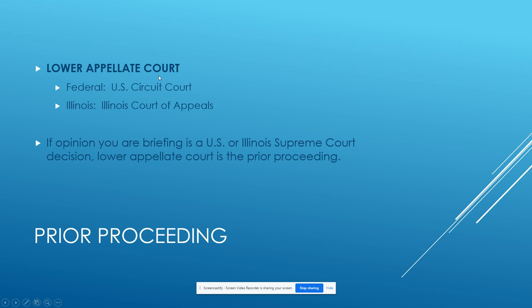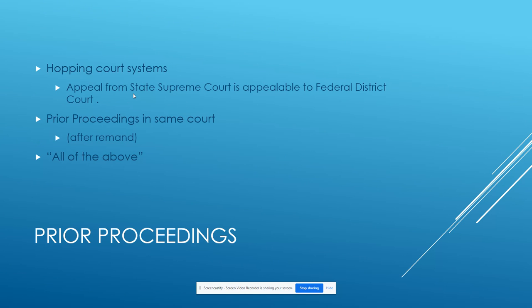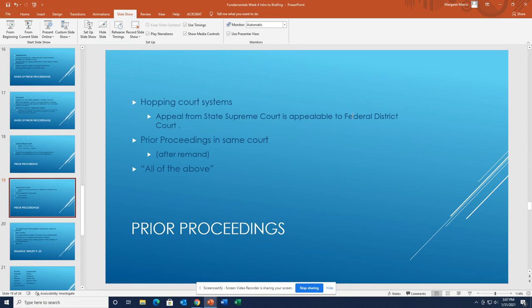Sometimes your prior proceeding is even an appellate court. If you're in the Illinois Supreme Court or the U.S. Supreme Court, your prior proceeding may be a lower appellate court. And if you're appealing a state Supreme Court decision on a federal issue, it's actually appealable to the U.S. Supreme Court. So all of those can be prior proceedings.